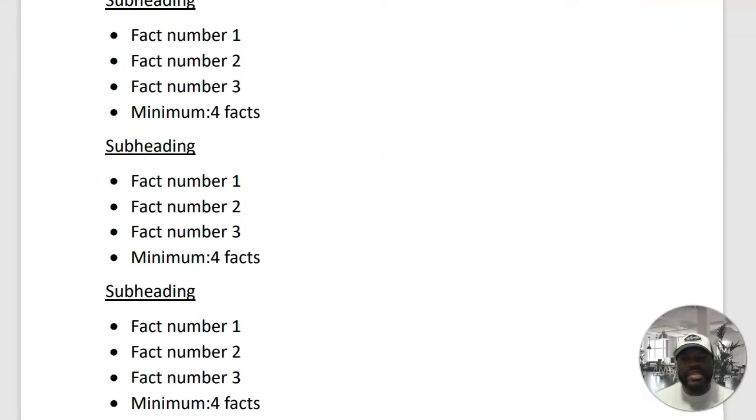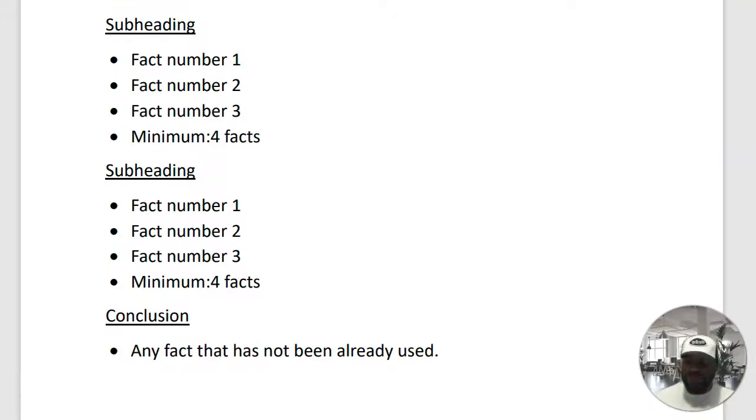How did I come up with 4 facts? We've got 4 subheadings. If you have 4 subheadings and you get 4 facts each, that means you've got 16 facts. And if all your facts are right, that would give you 32 marks. So we'll discuss why 32 is very important. But like I said, let that be a minimum, because some of these subheadings go up to 16 marks. So if you do well in subheading 1 and you write more, it may cover for subheading 2, where you may not do very well. Then in our conclusion, we are expected to write 1 fact, any fact that has not been already used.